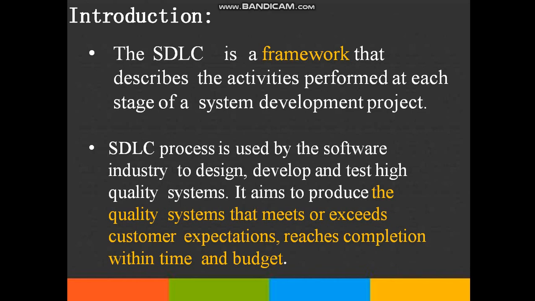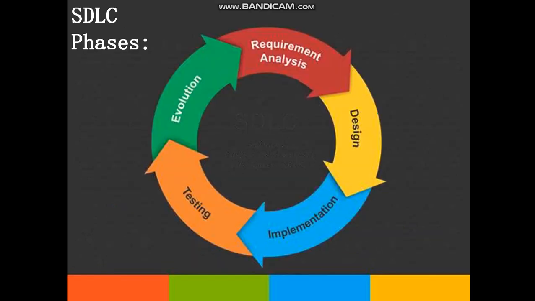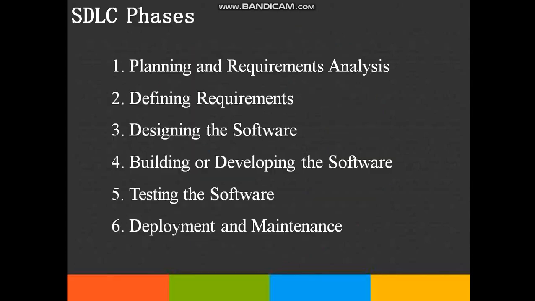Last time we studied the system development life cycle. The SDLC process is used by the software industry to design, develop and test high quality systems. It aims to produce a quality system that meets or exceeds customer expectations and reaches completion within time and budget. The SDLC phases that we are going to cover in today's lecture are requirement analysis, design, implementation, testing and evaluation. It is an ongoing process.